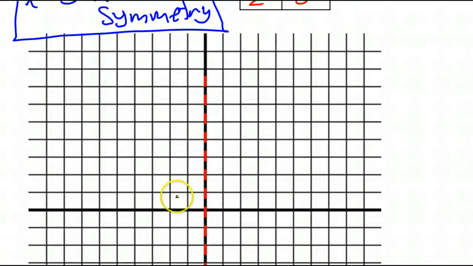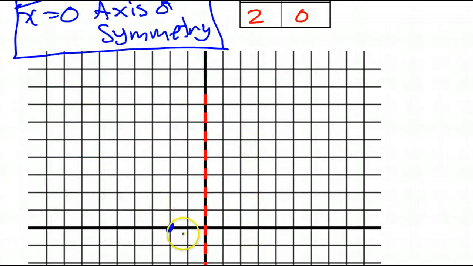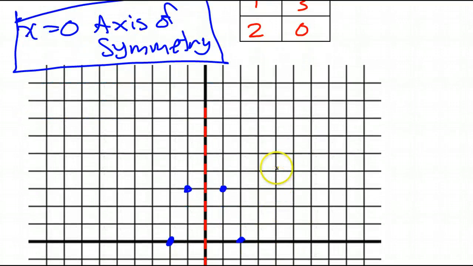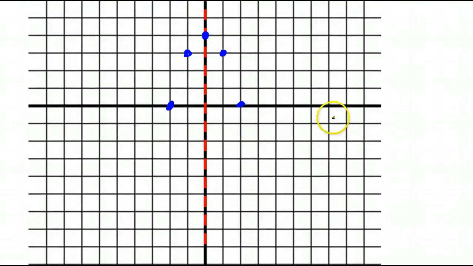Negative 2, 0 would be right there. Negative 1, 3 would be right here. Positive 1, 3 and 2, 0. Wait, oh, I left out 0, 4. I left out the vertex. That's no bueno. Okay, so this shows you where your parabola is going to end up, but you should go ahead and graph it for now. All right, we will get more details as they become available.